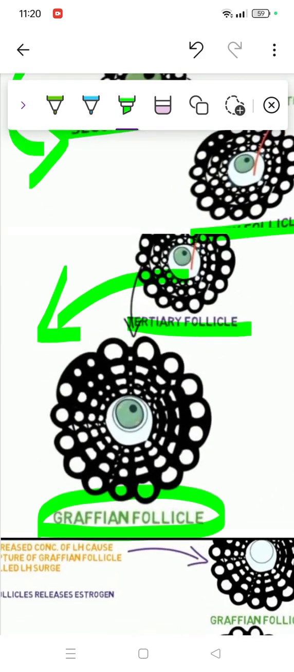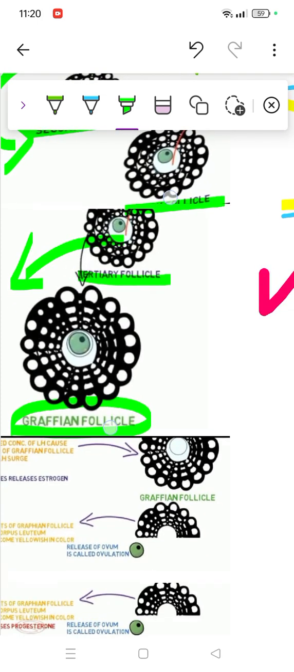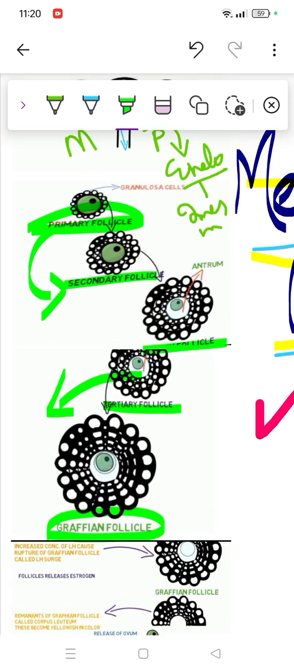After the Graafian follicle, you will see the corpus luteum, and after the corpus luteum you will see the corpus albicans, and then the cycle repeats again. So I'm sure it would be clear. This means I was supposed to explain the cycle as primary follicle, then secondary, then tertiary.